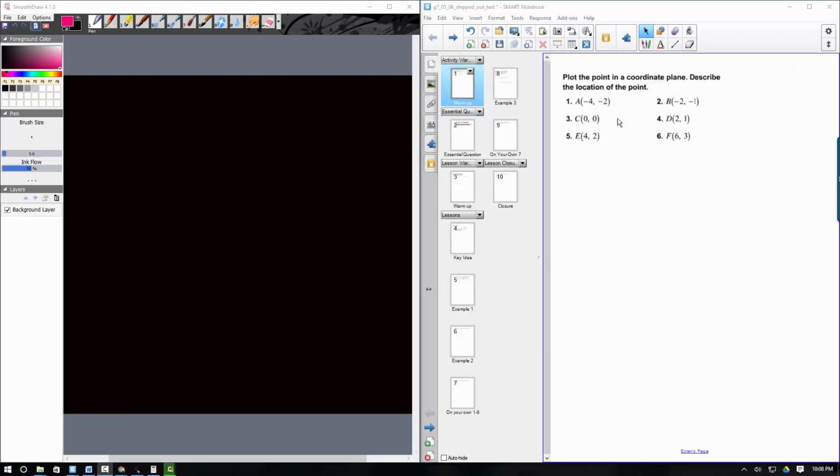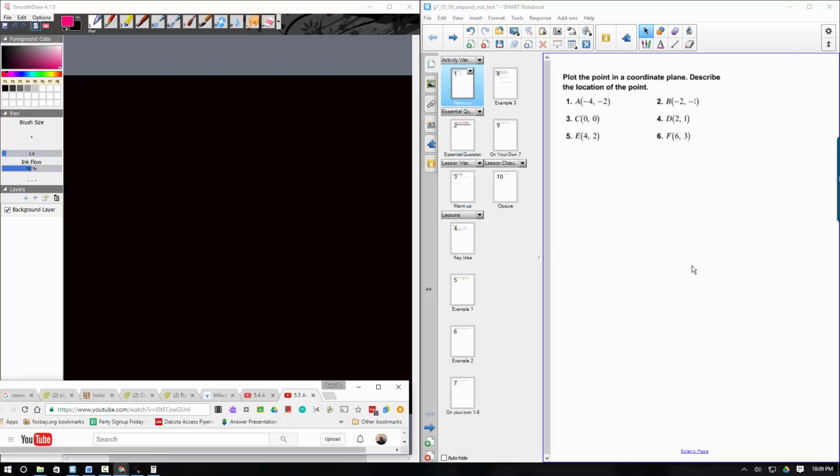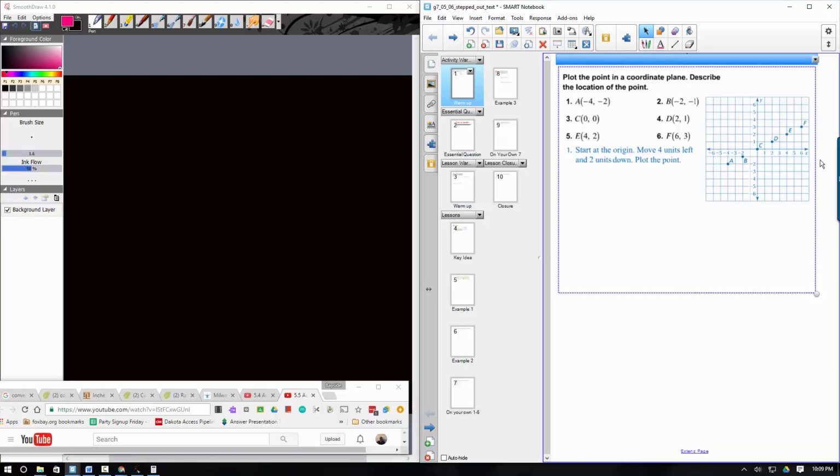Alright, so now that you've had a chance to go through and actually graph them out, it should look something like this. And if you look at them, there's a lot of these lines here that are really close. If I start moving at the origin and you move 4 units left and 2 units down and plot a point, so check this out. If I go down 1, 2, and then 1, 2, 3, 4, that's how I get to A.